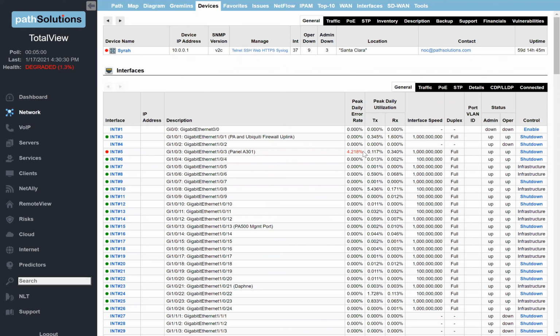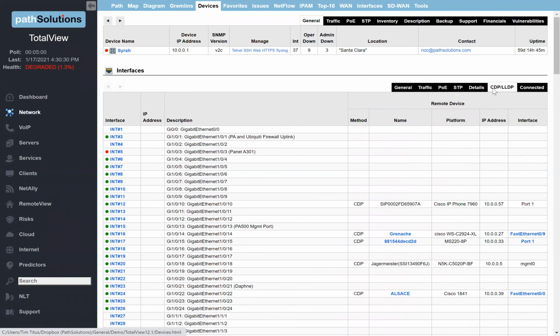Now, if I told you that we had 4% packet loss on a switch port, you might say, well, so what? It's probably a printer. Maybe it's a photocopier. I don't care. But if it's a trunk port to another switch, or there's a critical server connected there, or there's some critical voice device there, then that is a high priority problem. So to help identify what is affected by this packet loss, we expose all of the CDP and LLDP information so you can see what's connected upstream.